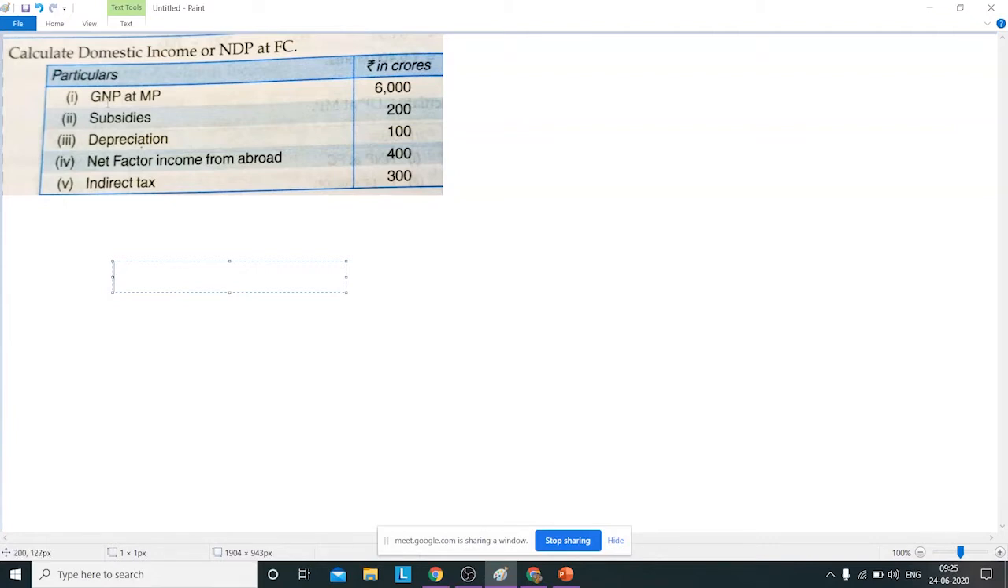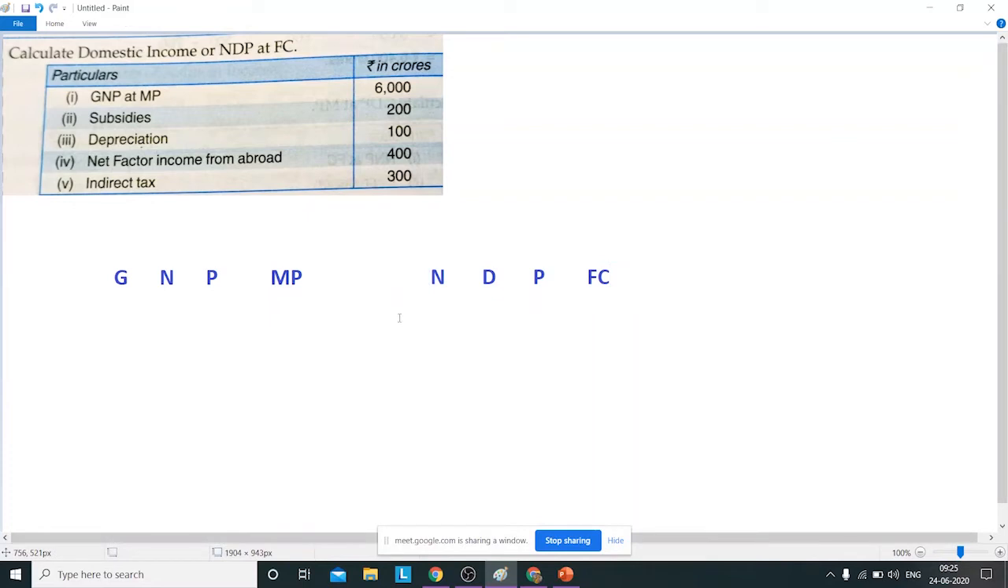on the left hand side you write what you are having with you. Here I am having GNP at MP with me, right? So I will write it as GNP MP. Write like this on the left hand side what you are having with you, and on the right hand side you write what you have to derive or what you want to attain. NDP FC they want to calculate, right? So on the right hand side I will write net domestic product at factor cost. This is the first step for the solution.